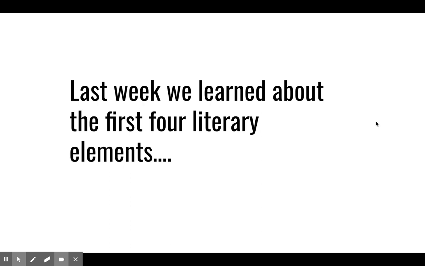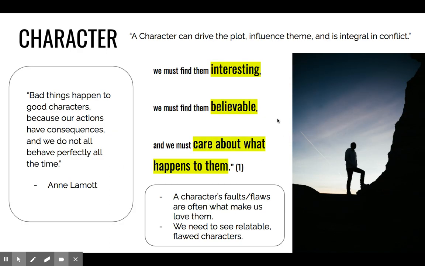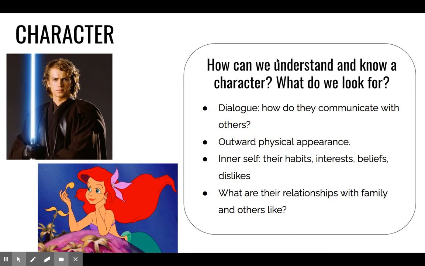Last week, this is a quick review. Last week, we dove into the first half of our literary elements. These are things that we find in narrative writing, fictional short storytelling. So let's kind of recap here. First, we looked at character and we talked about how characters need to be interesting, believable, and we have to have empathy. We have to care about them. And that happens by having characters that are flawed. They have faults, they're not perfect, they make mistakes, because that is something that we can relate to and connect to in the real world.